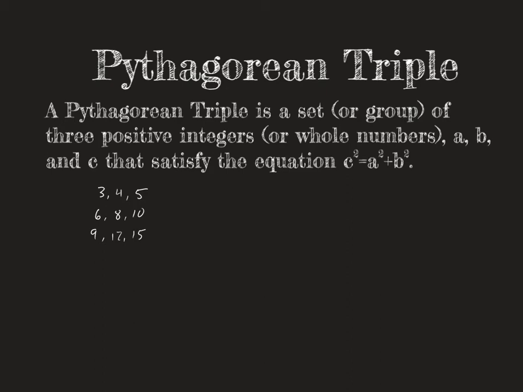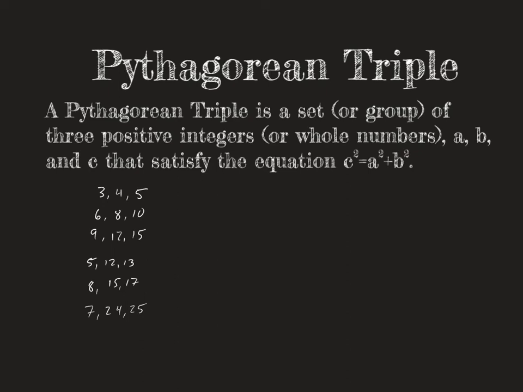Now, we also have other triplets, for example, 5, 12, and 13. We also have 8, 15, and 17. And then we also have 7, 24, and 25. The most common is this one, but any multiple of this one, or this one will always give you a triple. It's always going to be an integer when you put it into the formula, and that's what we're looking for.